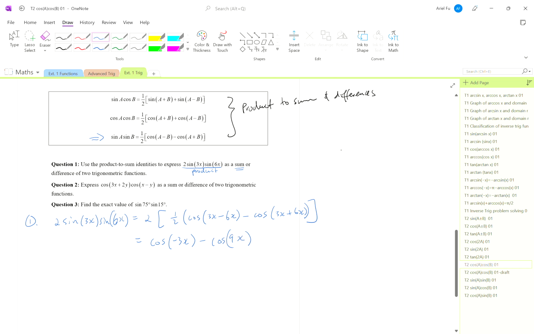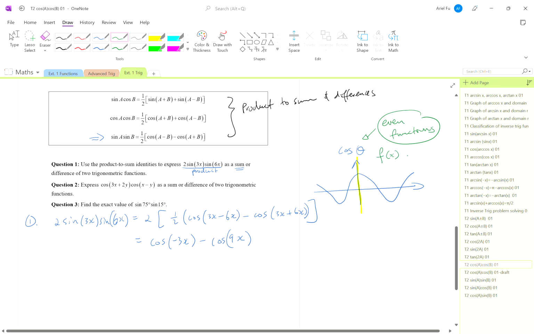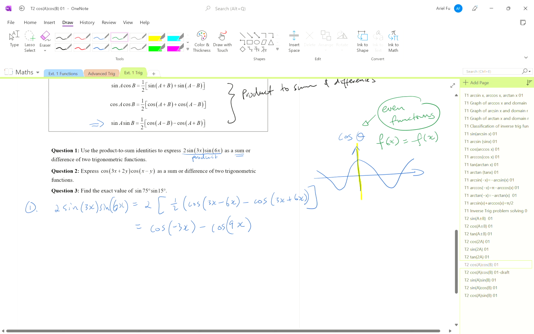Now, remember for cosine functions, if you think about what the graph looks like, it is a perfect reflection along the y-axis, which means that cosine functions are even functions. And what's the definition of an even function? f of x is equal to f of negative x. So in other words, I can further simplify this to cosine of 3x minus cosine of 9x. That's the end of question 1.